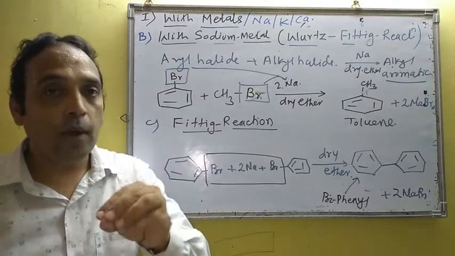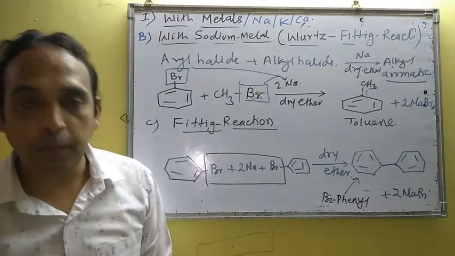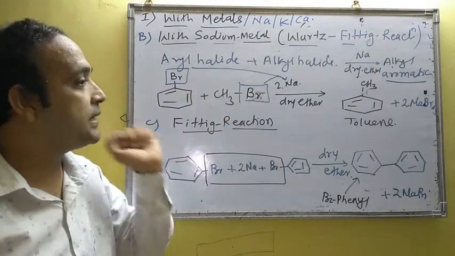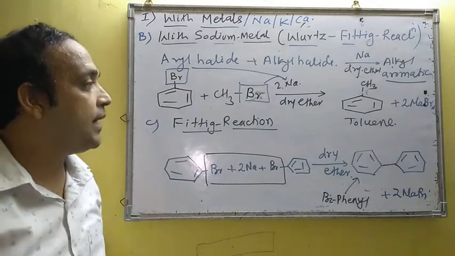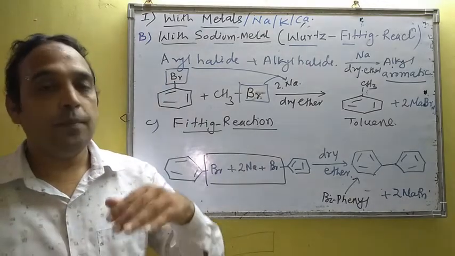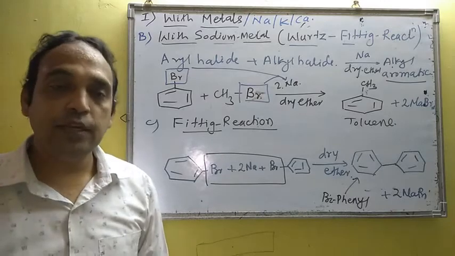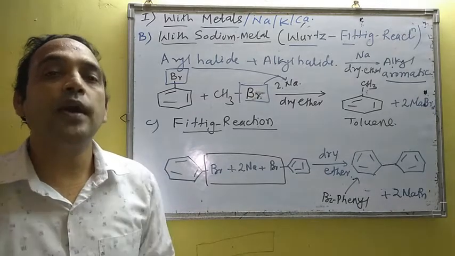Now this is all about the first chemical property of alkyl halides. Hope you have understood all this concept. Note down all this example in your notebook. Now in my next video lecture we will try to cover elimination reaction, that is dehydrohalogenation.